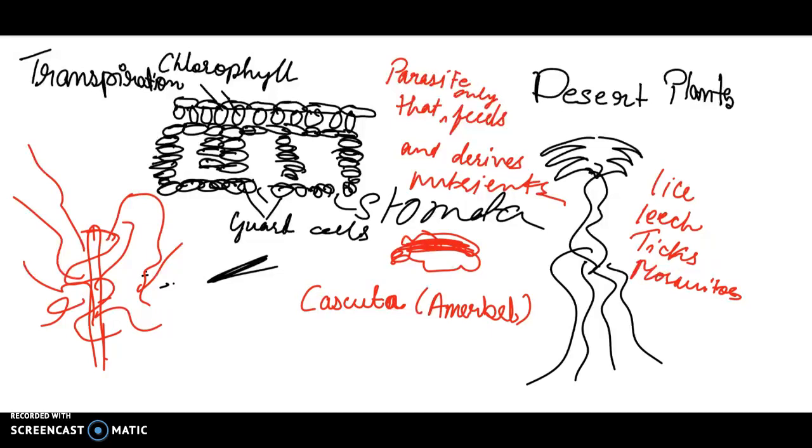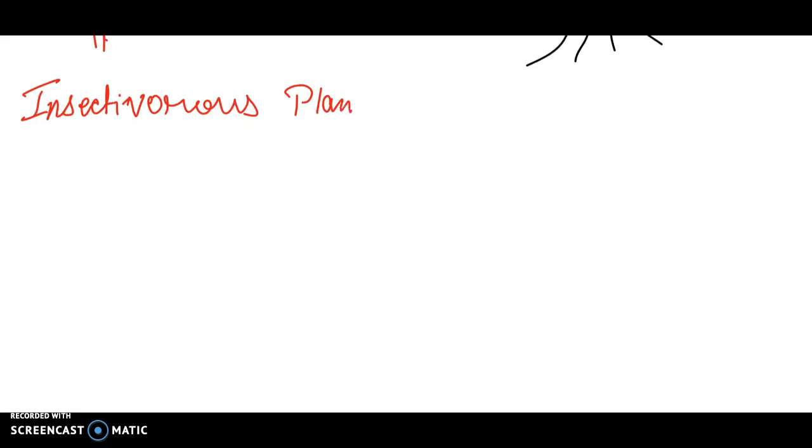So these are parasites. Now the second thing we are going to learn is insectivorous plants, a new topic. Insectivorous, as the name suggests, these plants are partially heterotrophs. So what do these plants do? The best example I can give you is a pitcher plant.